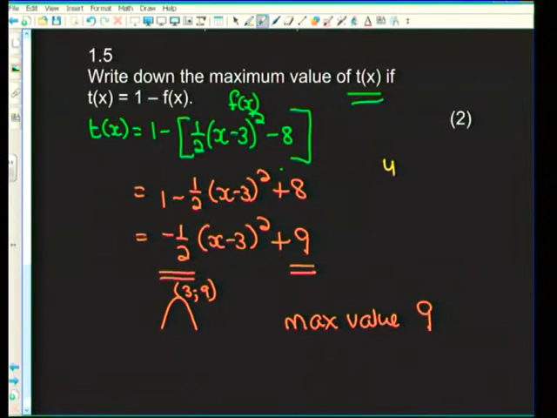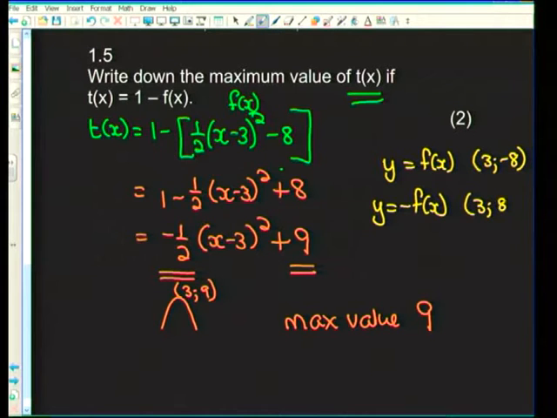This is safe. You can't really go wrong if you do it like this. So let's just go for a little bit more confident approach. What we could do is look at this and say, okay, y equals f of x. We had the turning point, 3, negative 8. If we've got y equals minus f of x, we've already decided that's when we reflect about the x-axis. The turning point would be 3, 8.